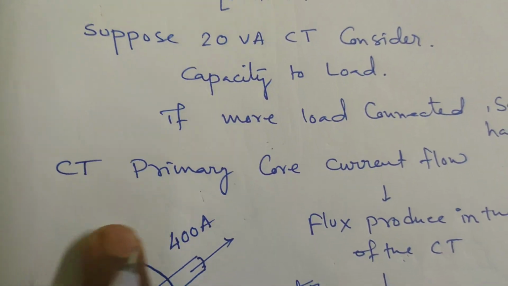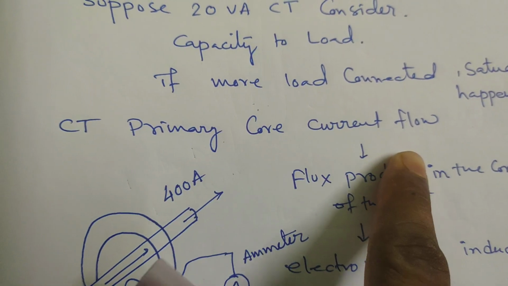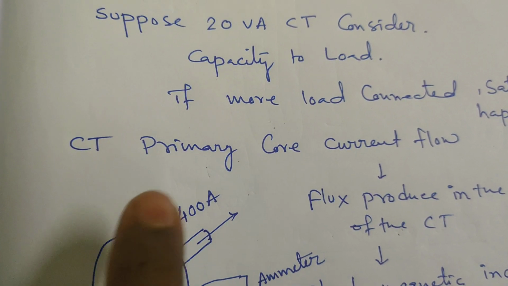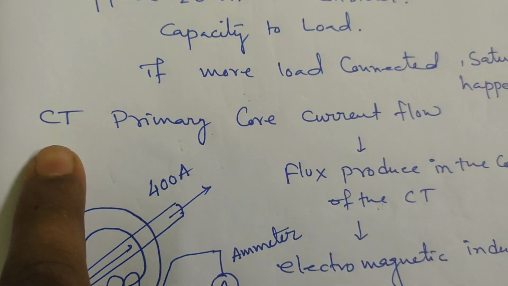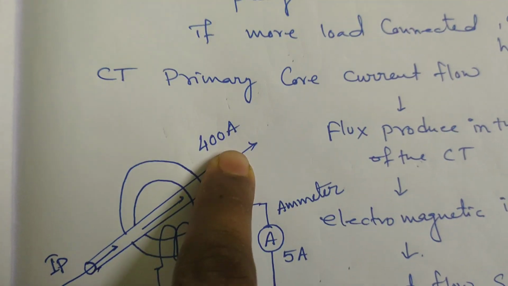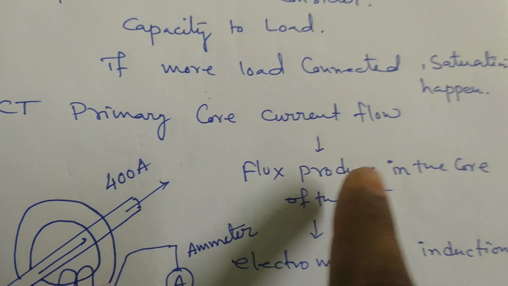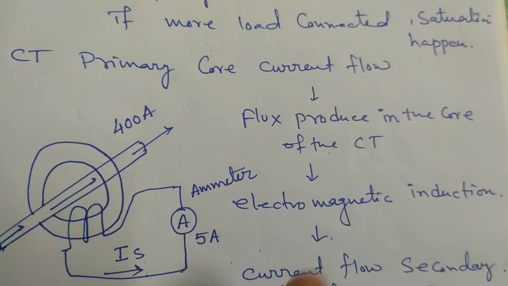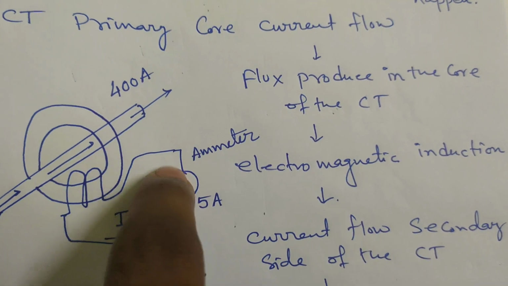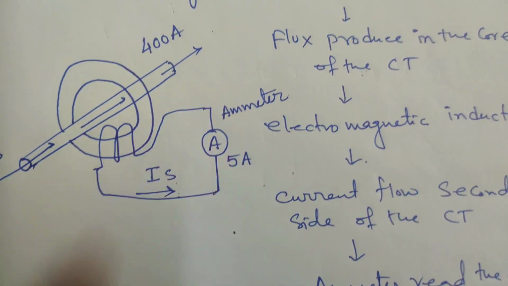So here, the CT primary current flows. First of all, what happens? The CT primary current flows when we are switching on the supply to a particular feeder and the CT has been connected to this feeder. When the CT primary current flows, flux is generated. The flux is induced in the core of the CT. Next, electromagnetic induction: due to the electromagnetic induction, current will flow to the secondary side of the CT.